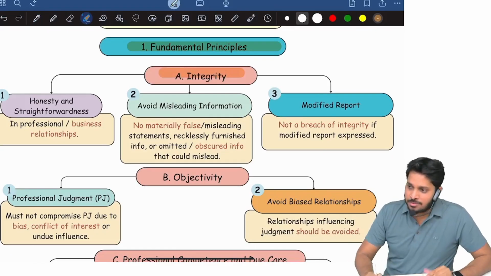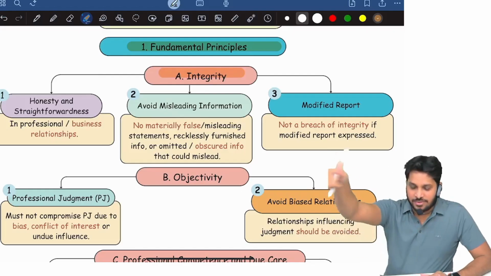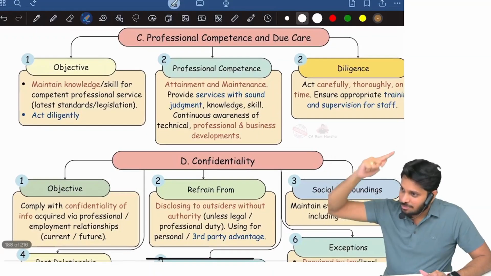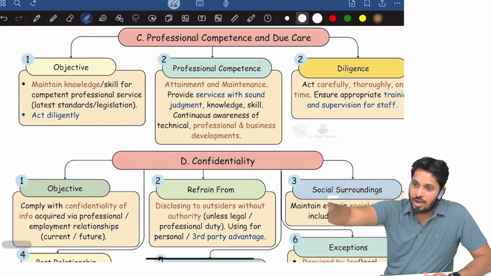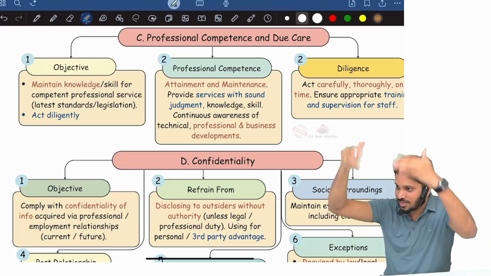Integrity. Remember, many students will straight away start ethics with the 5th page onwards. In May 24, professional competence was asked, and all the students got 1 mark only for that, because they only write the first line. They won't write the inside answer.